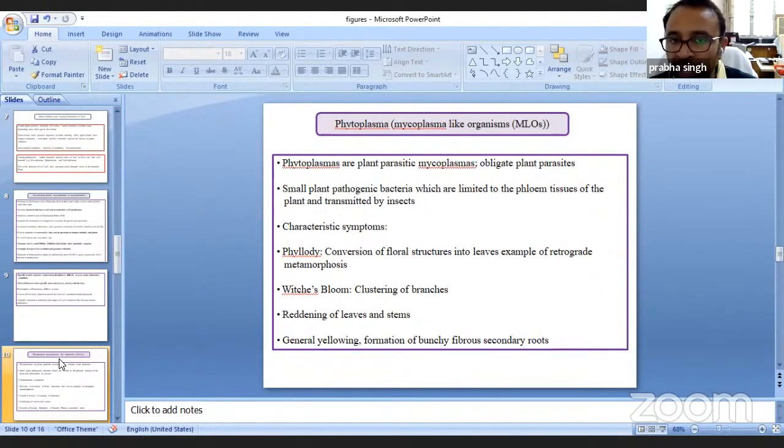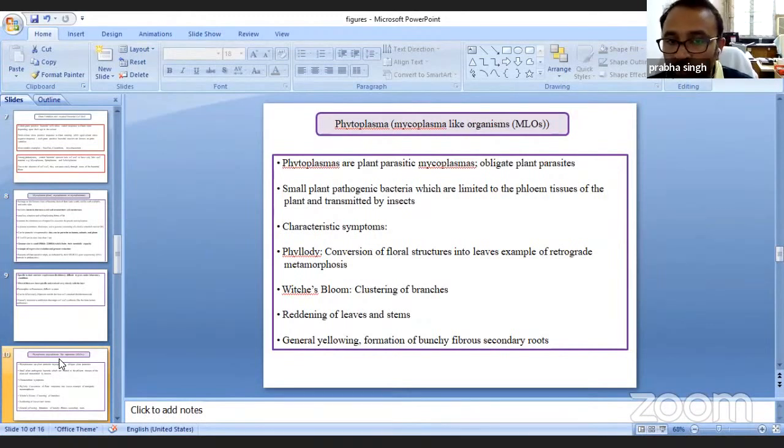So these are small plant pathogenic bacteria which are limited to the phloem tissues of the plant and they are transmitted by various insects. So what are the characteristic symptoms of phytoplasma related disease? One is phyllody, where the floral structures are converted into leaves. This is also again a retrograde metamorphosis. That means flower एक evolutionary complex structure है जिसमें फीमेल मेल रिप्रोडक्टिव ऑर्गन्स हैं, वो एक सिंपलर स्ट्रक्चर की तरफ मूव कर रहा है, दैट इज लीफ. सो retrograde metamorphosis का एग्जांपल है phyllody.